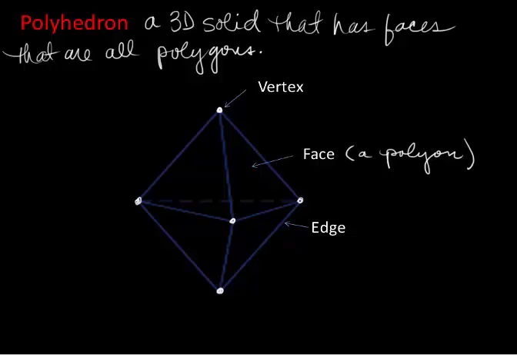And the edges are the lines or line segments where two faces meet. And so if we were to count these, in this one it looks like there are 1, 2, 3, 4, 5, 6, 7, 8, 9 edges. So we can usually count the vertices, the faces, and the edges of a polyhedron.